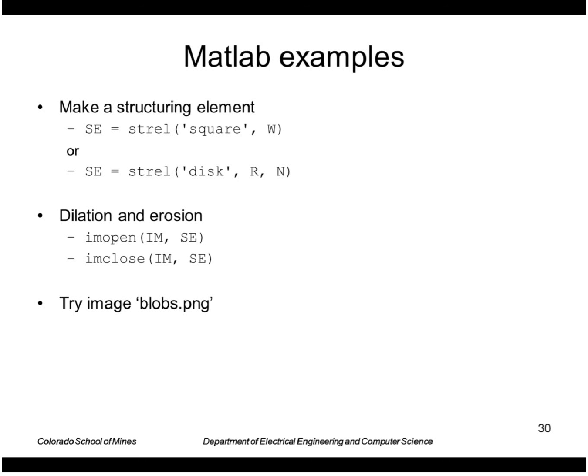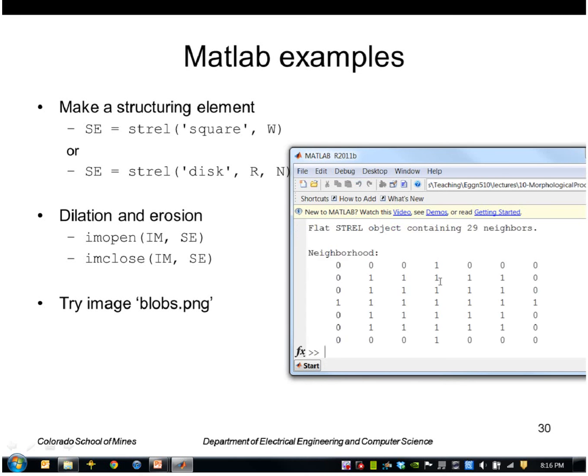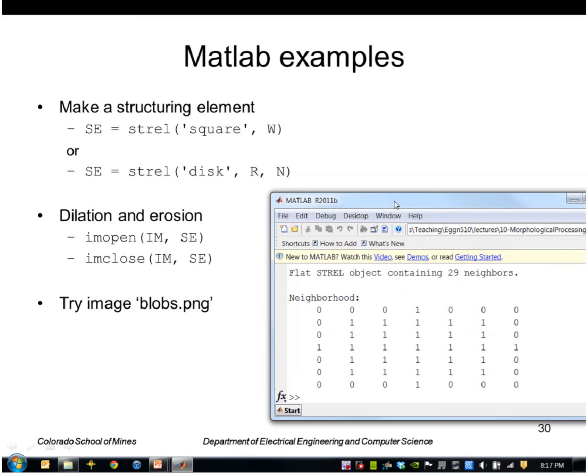So let's show an example of opening and closing in MATLAB. We'll use the same functions to create a structuring element. This time let me create a disk of radius r. I'll use 3. The n parameter is optional, but it is the number of line segments that's used to approximate the boundary. If you put in 0, it doesn't use any approximation. So this is a structuring element approximation of a disk with radius 3.